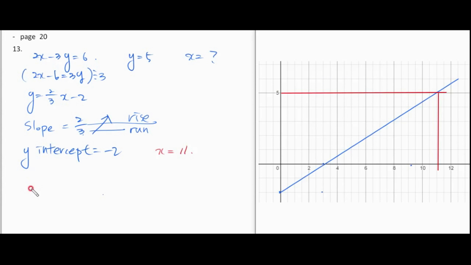This time with the equation, not the graph. This will be easier. 2x minus 3y equals 6, and y equals 5. Since y should be changed to 5, erase it and write multiply by 5, and this equals 6. Then 2x minus 15 equals 6, and then 2x equals 21, so x is 10.5. So in the graph we get 11, but in the real equation we got 10.5. So you should always be careful about this.